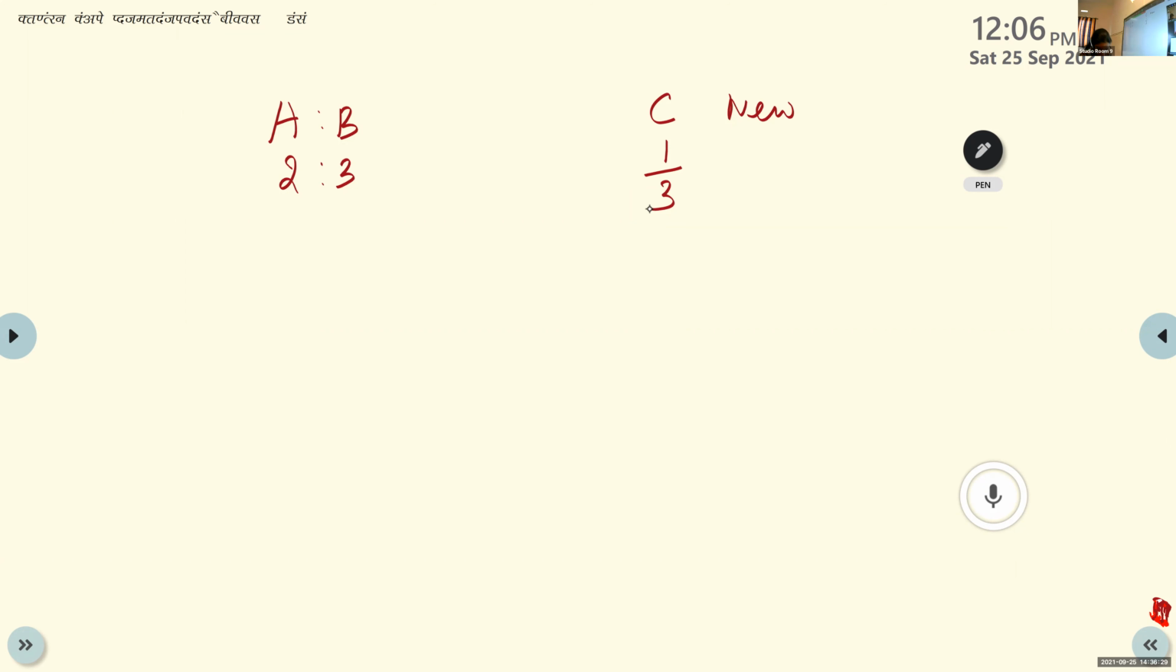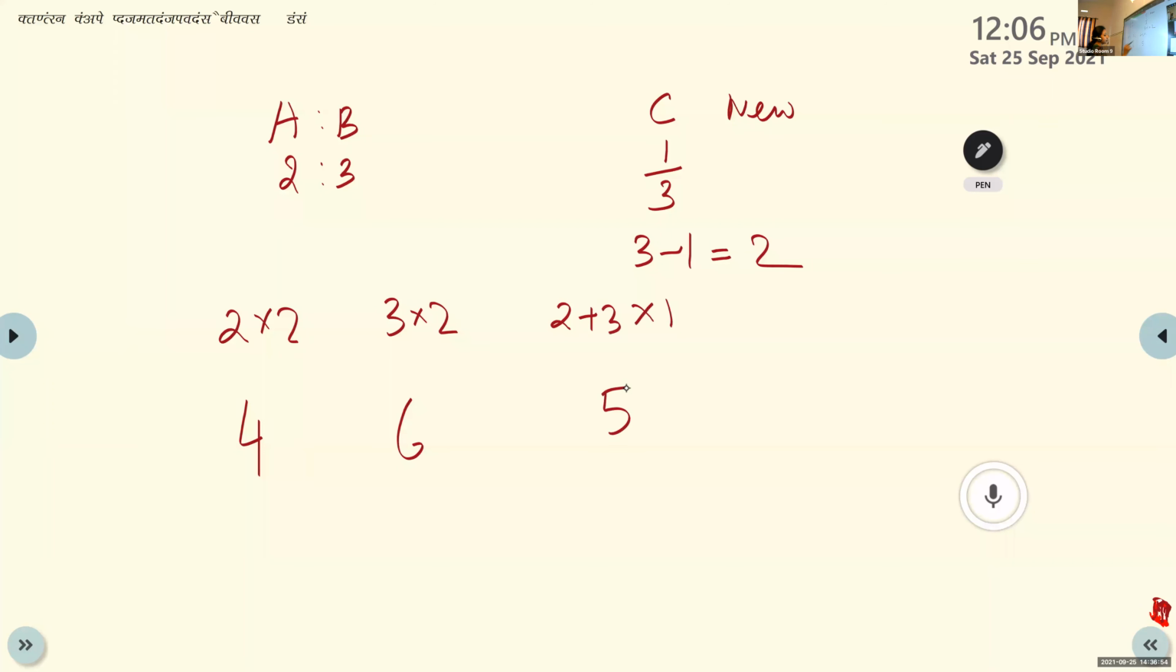Yes, how much, Aparna? Ma'am, is it 4:6:5? Very good. Yes. 4:6:5. Correct? Everybody got? I'll explain again. 3 minus 1 gives 2. 2 into 2, 4. 3 into 2, 6. 2 plus 3, 5 into 1, 5. 4:6:5. Perfect? Okay, then take one more.